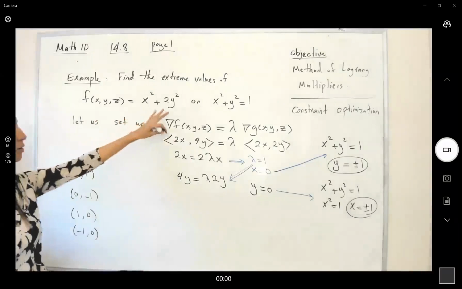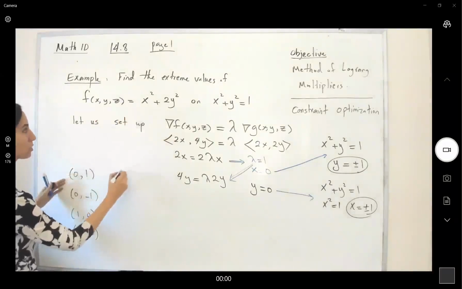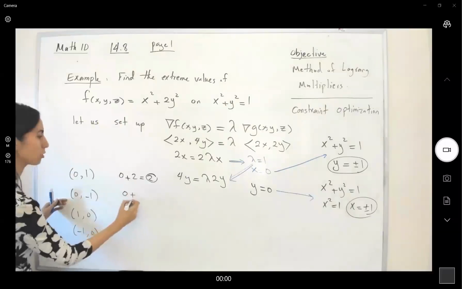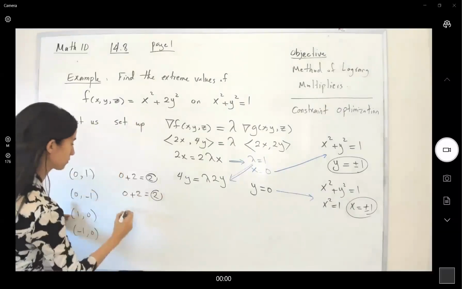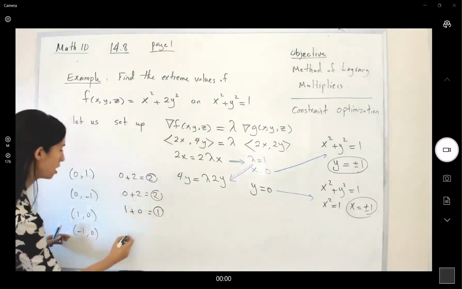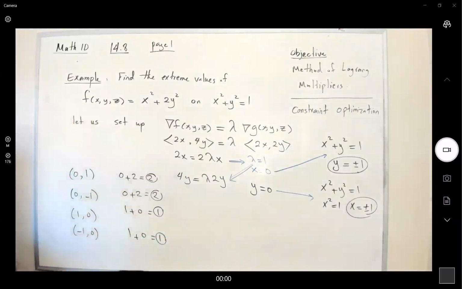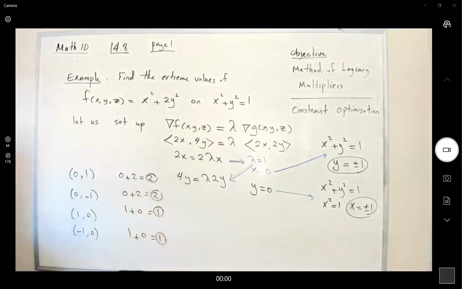Now we're looking at our function. If I plug in 0, 1 here into the function, I get 0 squared plus 2, which is 2. If I plug in 0, negative 1, I get 0 plus 2, which is 2. If I plug in 1 and 0, I get 1 plus 0, which is 1. And if I plug in negative 1 and 0, I get 1 plus 0, which is 1. There you go. The maximum value of the function is equal to 2, and the minimum value of the function is equal to 1. Let's take a look at the graph.